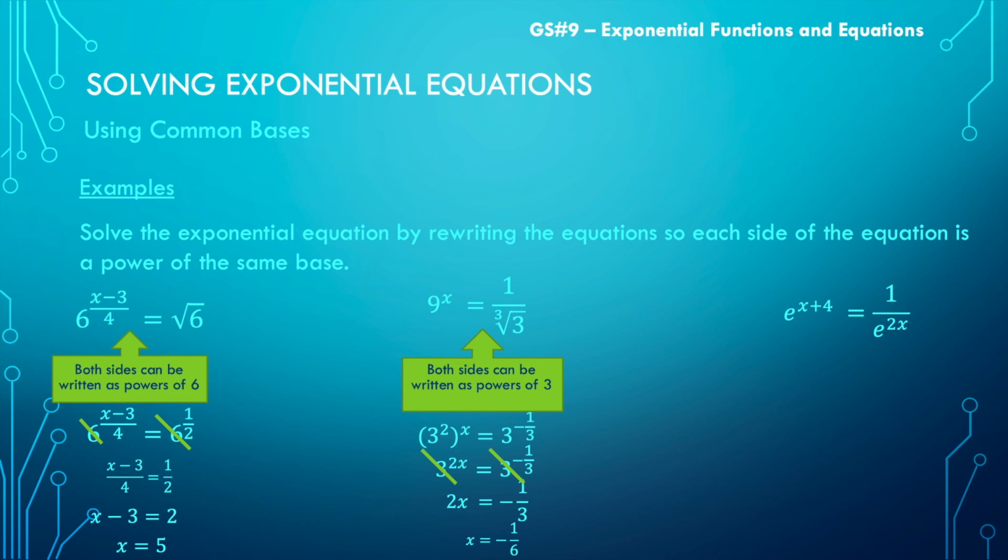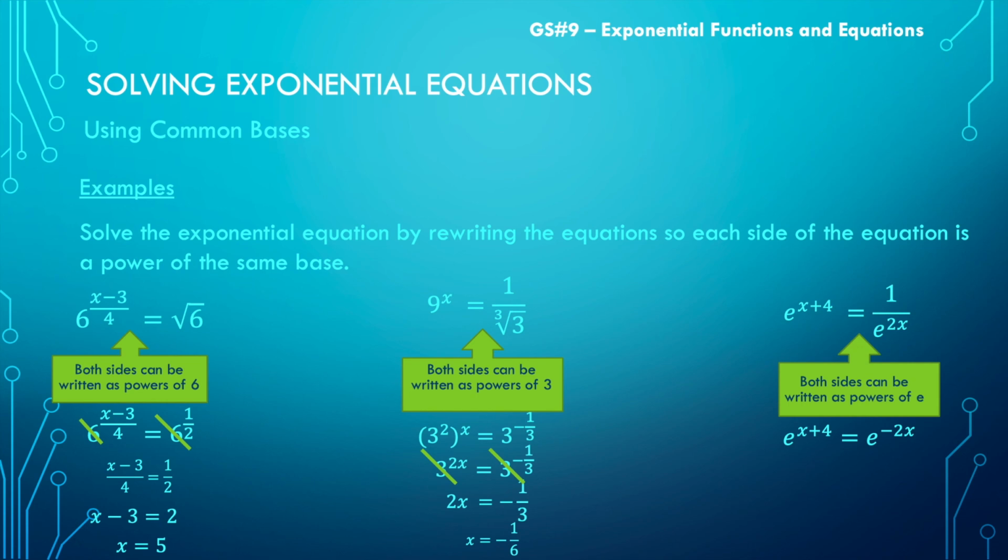All right. So this final example, we're looking at e raised to the x plus 4, and that expression is equal to e raised to the 2x. And so in this example, can you write both sides of the equation as e to some power? And of course we can. What is an alternate way to express this expression so that it's just e to some power? Well, what would make that e to the 2x go to the denominator? That would be a negative 2x.